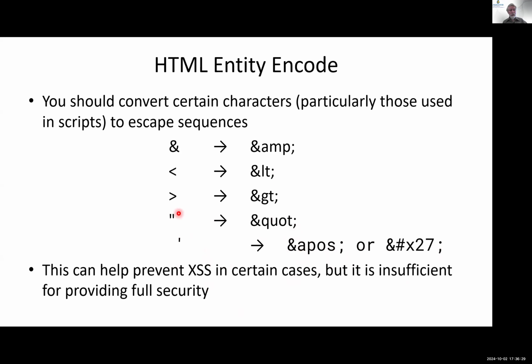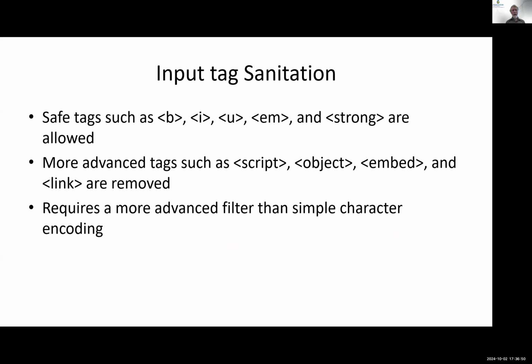You can also, for each one of these, put the hexadecimal value of that ASCII character. In other words, a quote is hexadecimal 27, so it's ampersand, pound sign, X, 27. I won't ask you what decimal number that is, but you should know. Okay, all right.